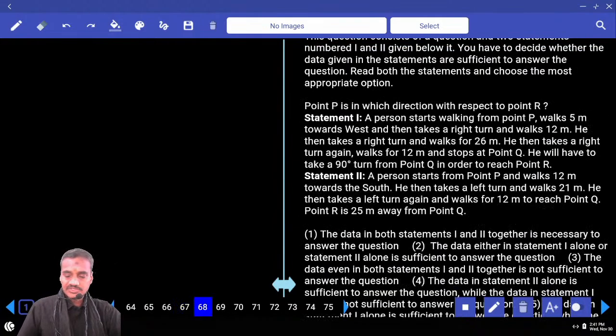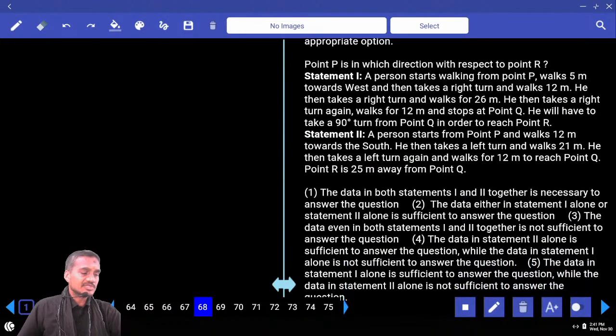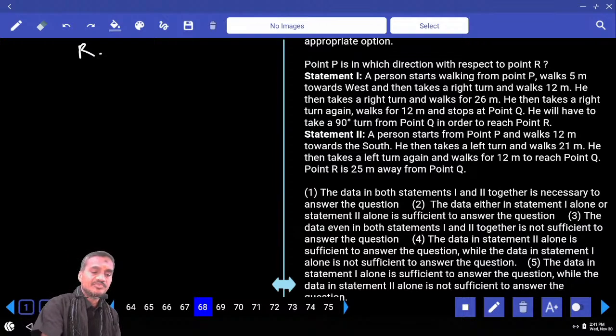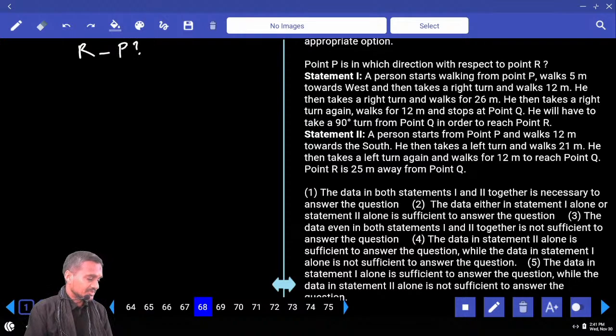67, 68: P is in which direction with respect to R? Yes, tell me what is your answer here. Now we need to find out the direction of P with respect to R. Tell me what is your answer in this case.